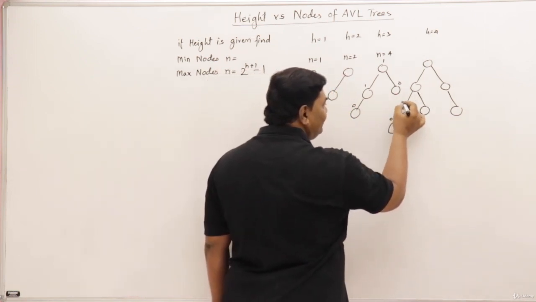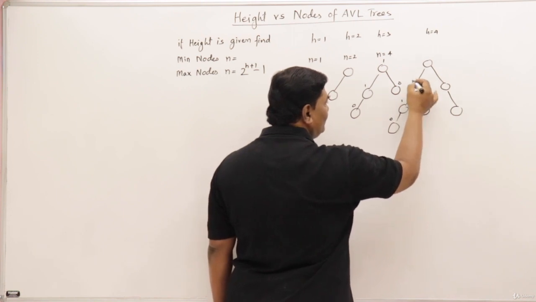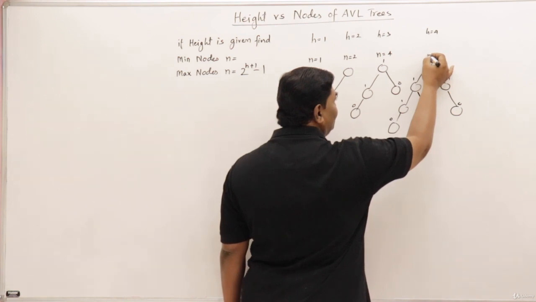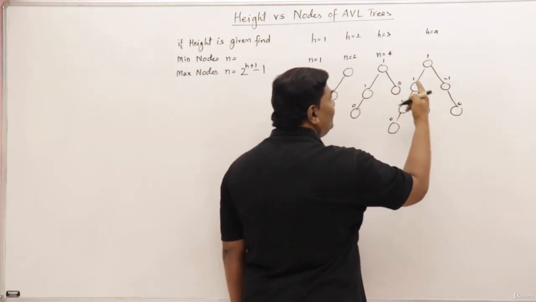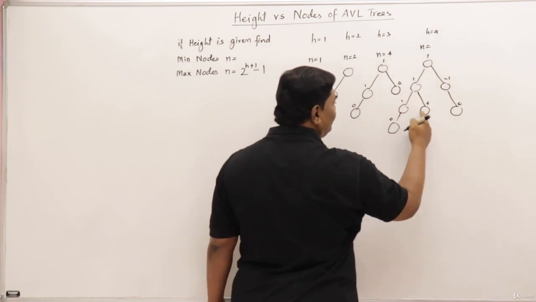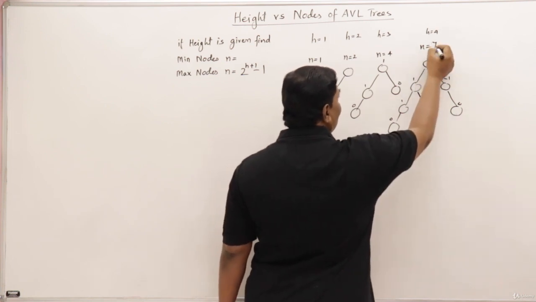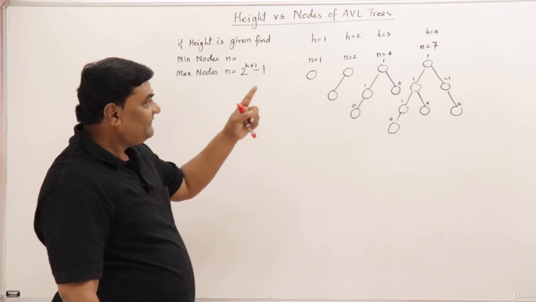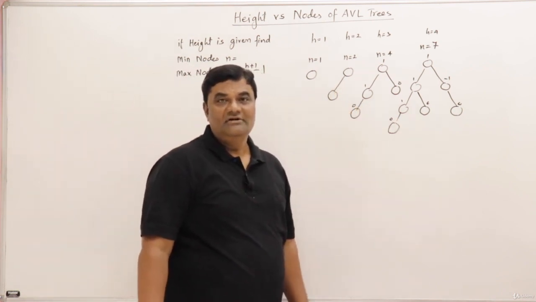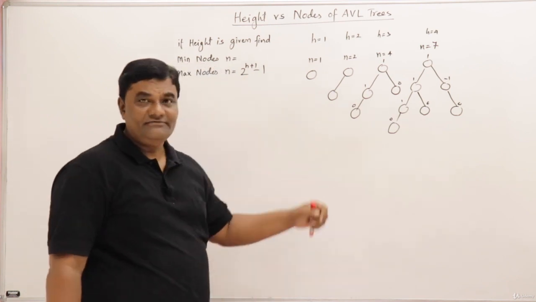Let us check: 0, 1, 0 and this is 1, this is 0, this is minus 1 and this is 1. 1, 2, 3, 1, 2. Yes. So total how many nodes required? 1, 2, 3, 4, 5, 6, 7. 7 nodes required. Minimum 7 nodes required for height 4, where the heights are starting from 1 onwards.